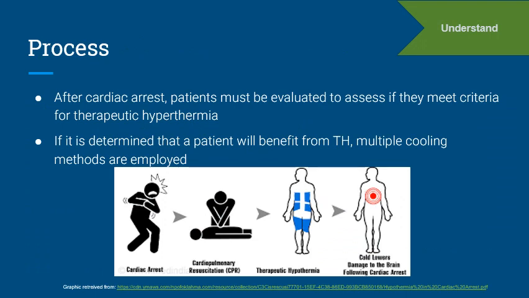If a patient goes into cardiac arrest and is resuscitated, the patient may meet the criteria to receive therapeutic hypothermia, which lowers the core body temperature, which therefore slows down the metabolism and limits inflammation, which potentially limits the long-term neurological complications. And this illustration demonstrates the process of the cardiac arrest and what you can do in order to cool the patient down.